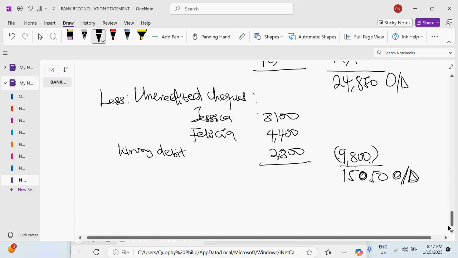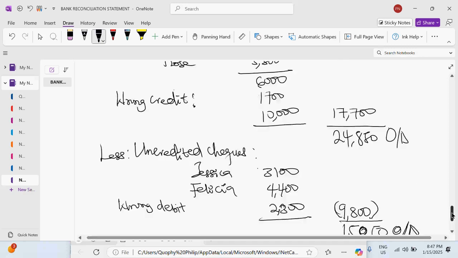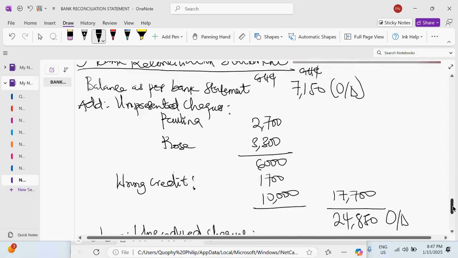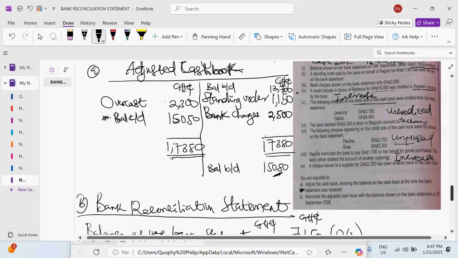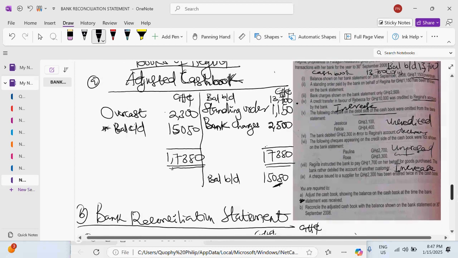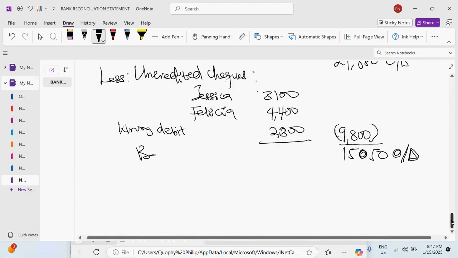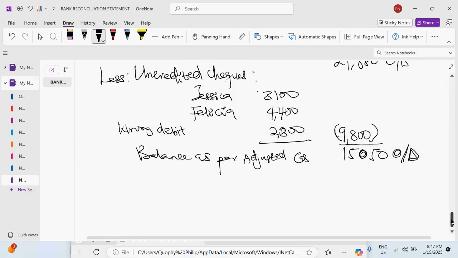So which amount is this representing? This is the balance as per the adjusted cash book.